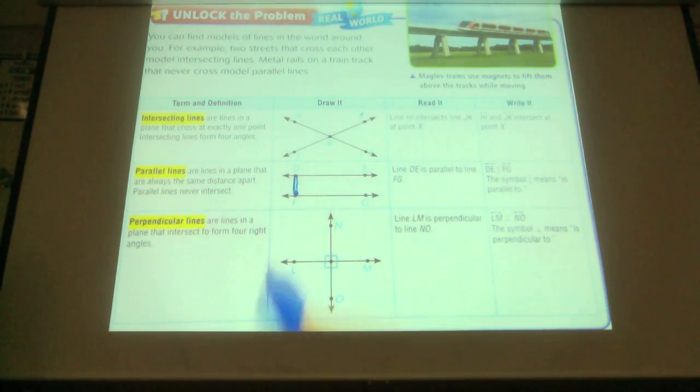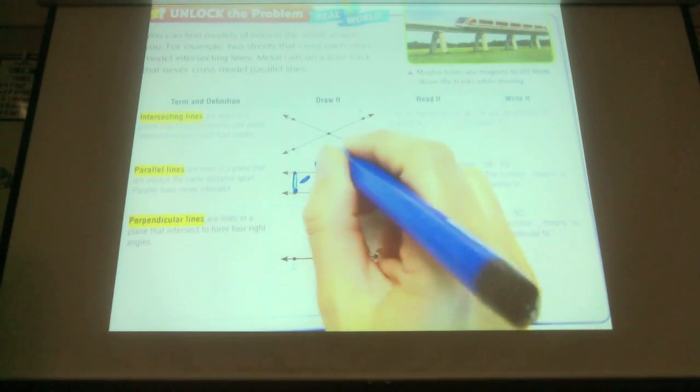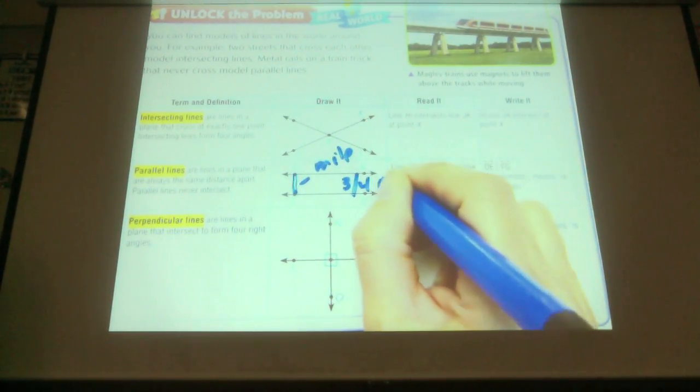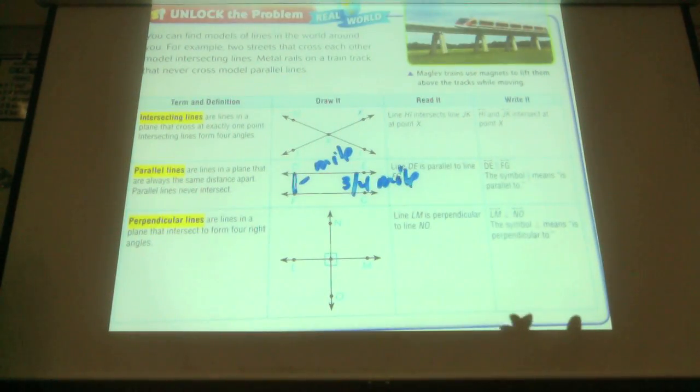What if this was 1 mile and this was just 3/4 of a mile apart? So they're still pretty far apart. They're not going to crash into each other at 3/4 of a mile, right? 3/4 of a mile is pretty far. It's further than it is from here to your houses, most of you. So thinking about it that way, they're not going to crash into each other because they're running next to each other at 3/4 of a mile. What other problem might they have?